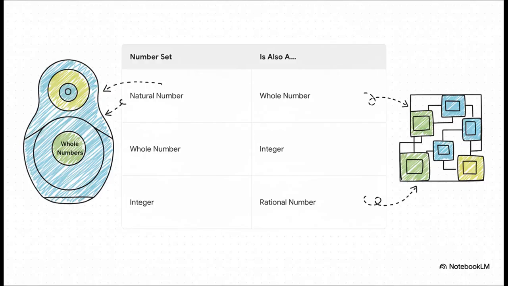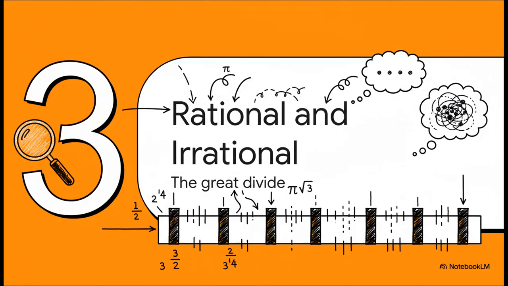So are you starting to see the pattern here? It's kind of like one of those Russian nesting dolls. Every natural number fits inside the set of whole numbers, and every whole number fits inside the set of integers. They just build on each other, getting bigger and more inclusive. This nested structure is absolutely key to understanding the whole family. So far, so good, right?